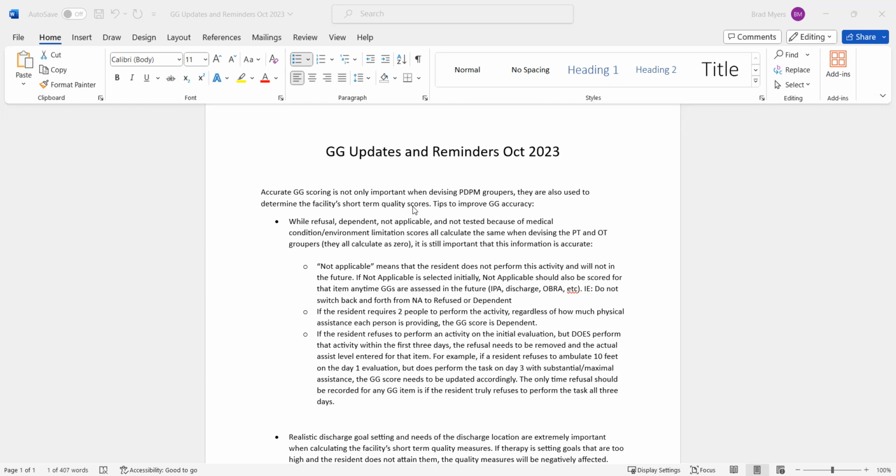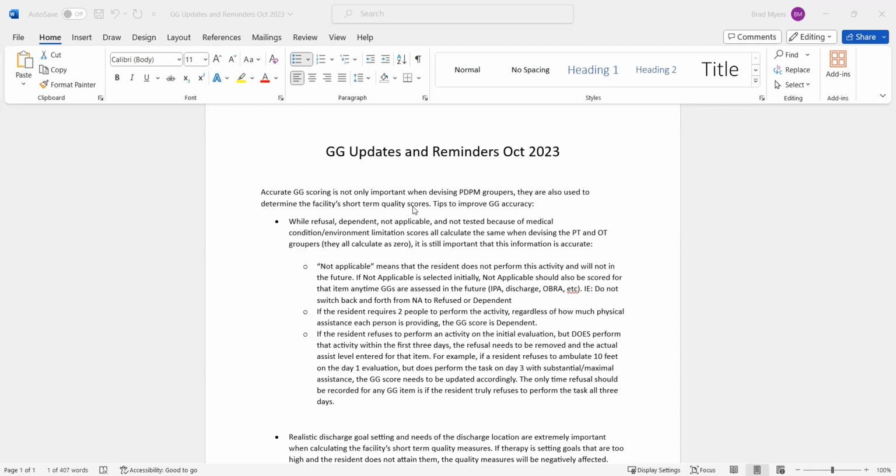You guys know that if you assign a refusal, dependent, not applicable, or not tested because of medical condition or an environmental limitation, all of those scores, no matter what it is, for reimbursement purposes are the same. They all calculate as zero. But configuring the PT/OT grouper for reimbursement is not the only thing that the facility is using those scores for. So I want to talk about some specific nuances of those scores.